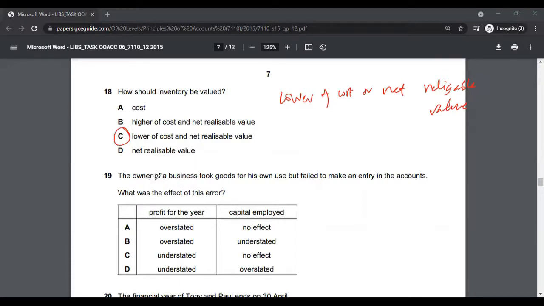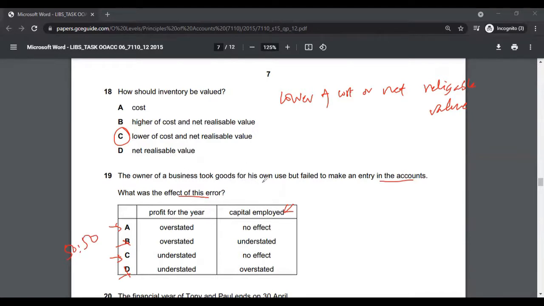Multiple choice 19. The owner of a business took goods for his own use but failed to make an entry in the accounts. What was the effect of this error? On capital employed, there is no effect. So it's either option A or option C. It's not B and D. So you are 50-50 now.